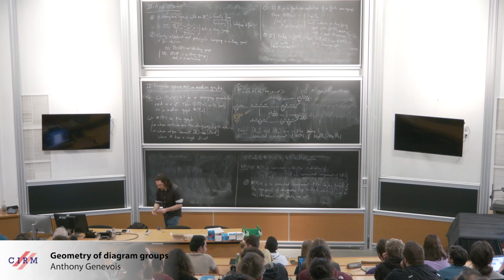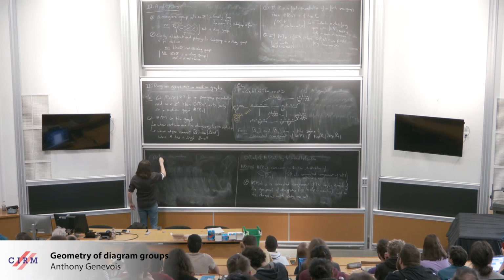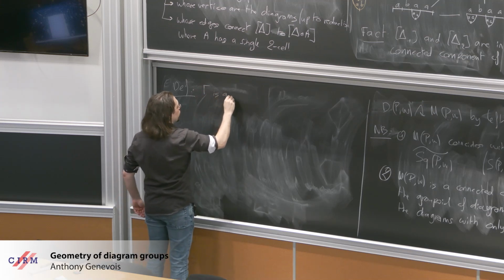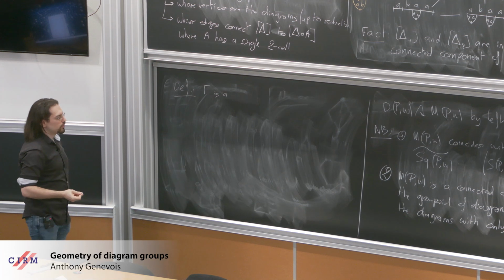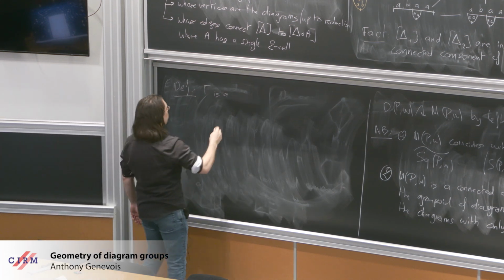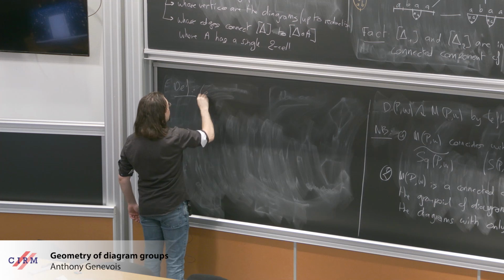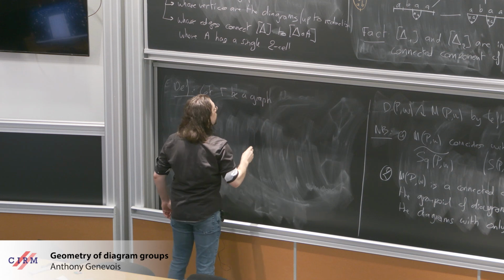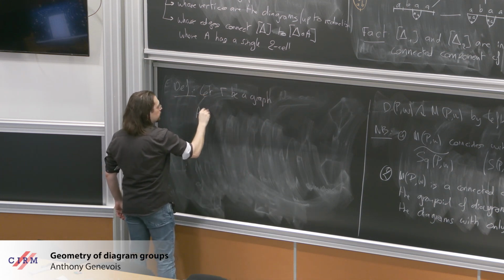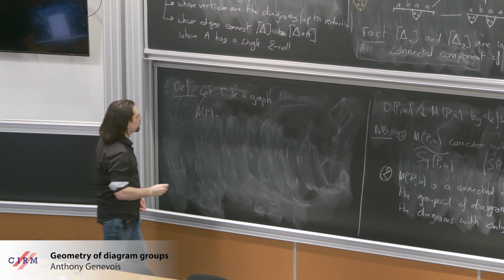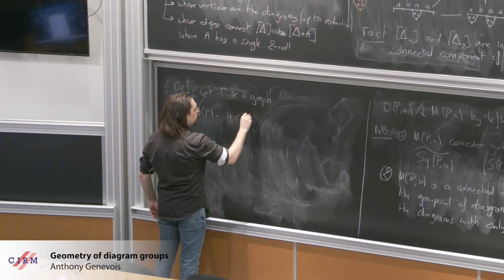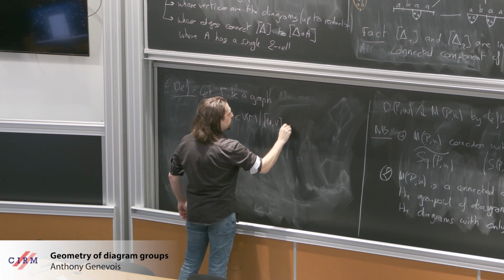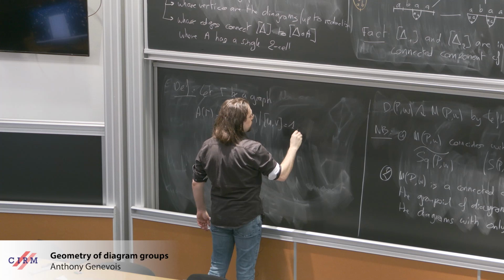Okay, so definition of a RAG. Let's say gamma is a graph, so not necessarily connected. Actually, when I say that all graphs are connected, I lied. So let gamma be a graph. Then the right-angled Artin group A gamma is defined by the following presentation. The generators are just the vertices, and the relations are commutators. I want to say that two adjacent vertices commute.